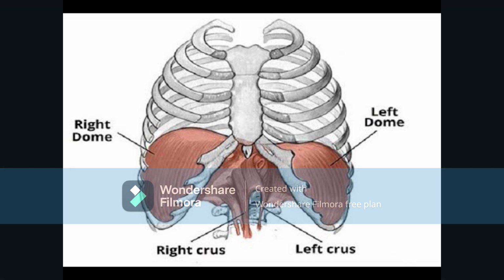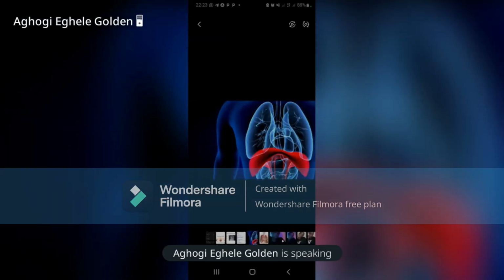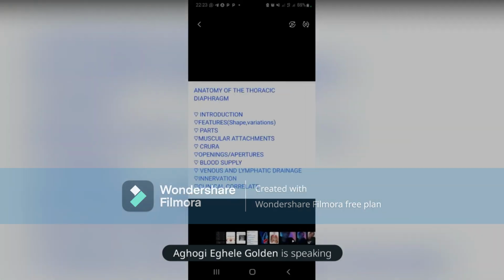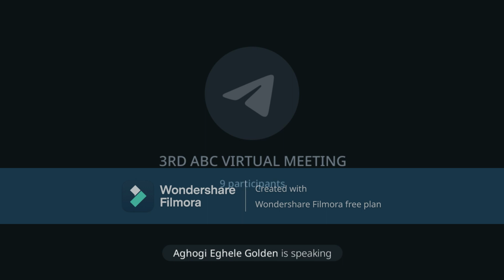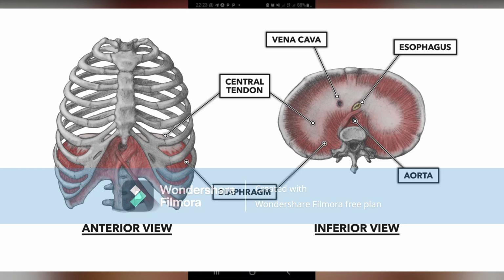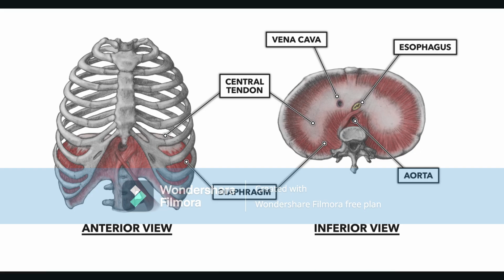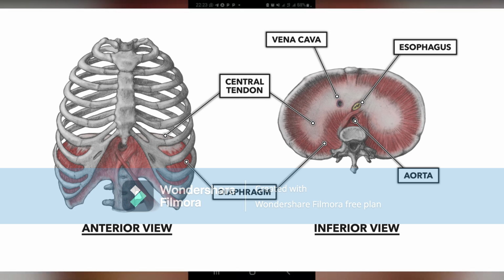Okay. The openings of the diaphragm, or the apertures of the diaphragm. The diaphragm has 3 openings or 3 apertures, which are your caval opening, your esophageal opening and your aortic opening. You can see them in the diagram on the screen. So the caval opening is the most superior aperture on the central tendon of the diaphragm.